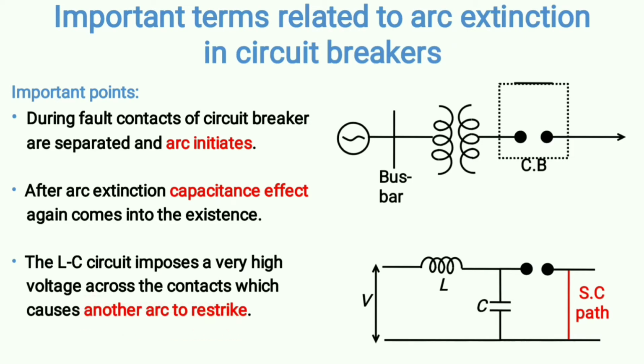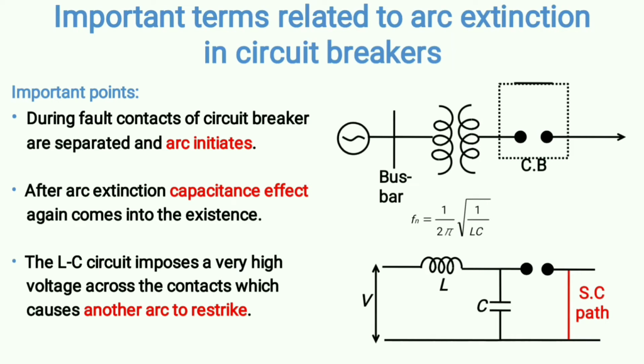So although the arc is gone, again due to this high voltage, another arc will come into the picture, and the moment arc comes into existence, the capacitance is again gone. Again a natural zero will come, that will again remove that arc, again the capacitance will come, again this capacitance will have a huge voltage across it, that will again cause another arc to restrike, the capacitance is gone, again the arc starts, and this is a repetitive process.